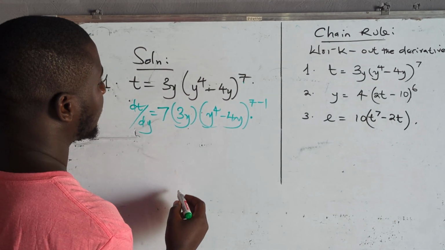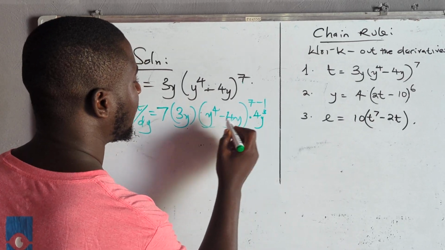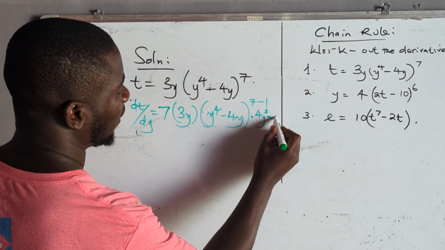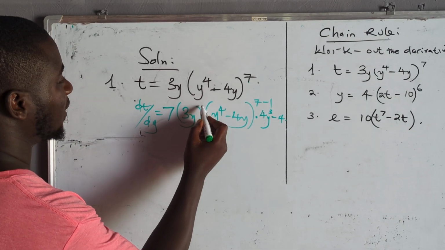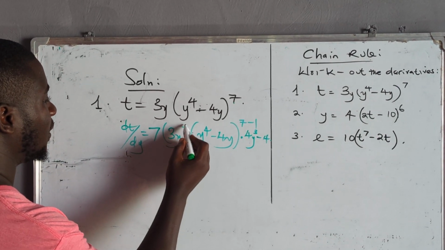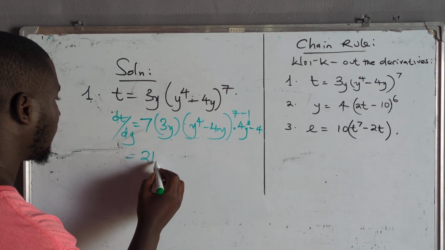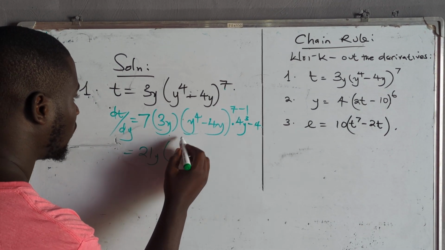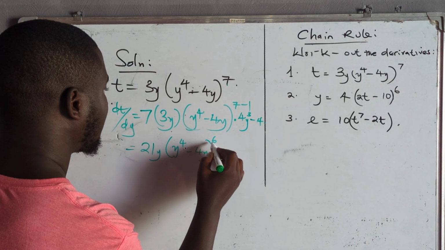And you agree with me to say the derivative of this is going to be 4y power 3, because you subtract 1 there, minus 4. Okay? Now, if you look at this function here, this part, you can multiply directly like that. So this is going to be 21y, then you maintain this one, power 6.